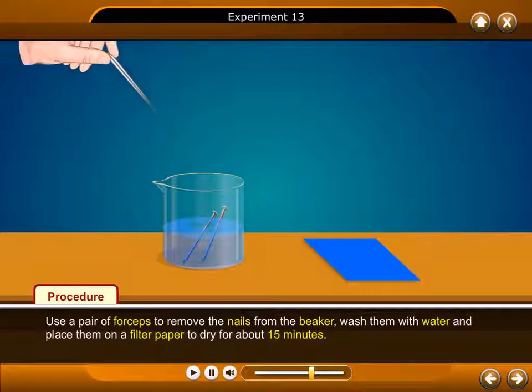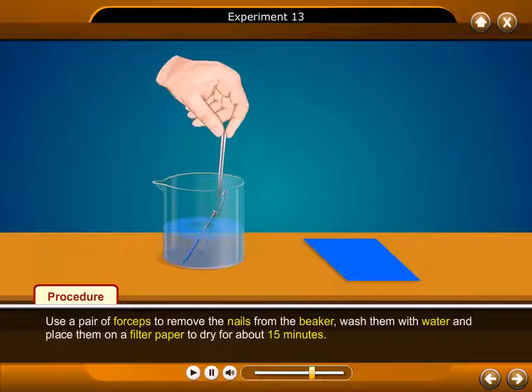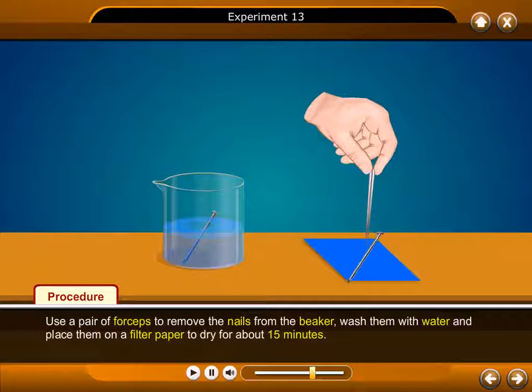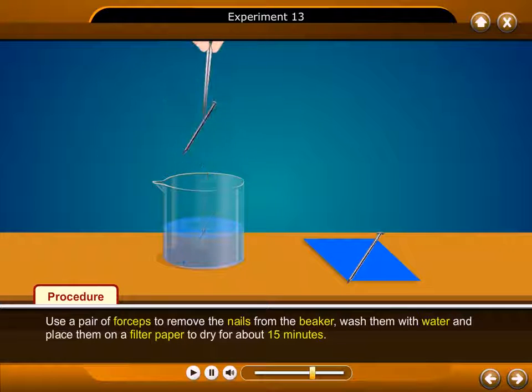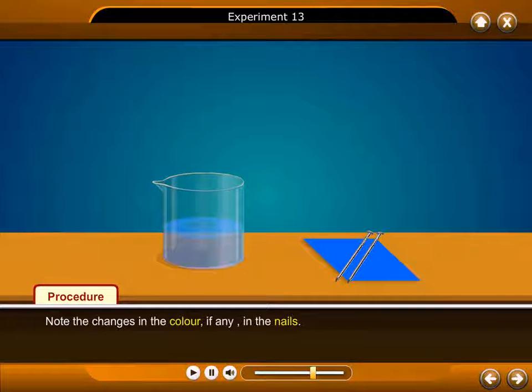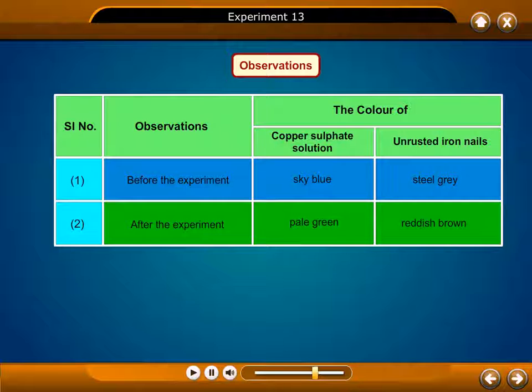Use a pair of forceps to remove the nails from the beaker. Wash them with water and place them on a filter paper to dry for about 15 minutes. Note the changes in the color, if any, in the nails. Record the observations and inferences. Observations: before the experiment, copper sulfate solution is sky blue, unrusted iron nails are steel gray. After the experiment, copper sulfate solution is pale green, iron nails are reddish brown.